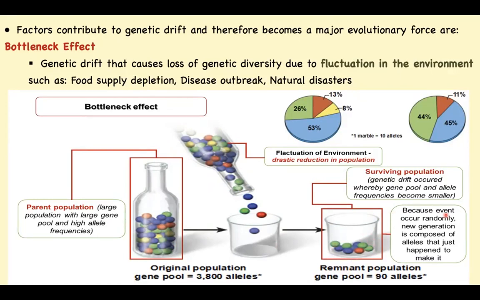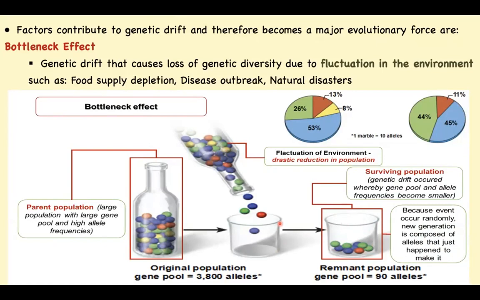So because the event occurs randomly, the new generation is composed of alleles that just happen to make it. Contohnya yang keluar daripada sini hanya blue, green and red. So the loss of the allele yellow. Okay, so this is just by chance, composed of alleles that just happen to make it for the new population. So this is bottleneck effect.